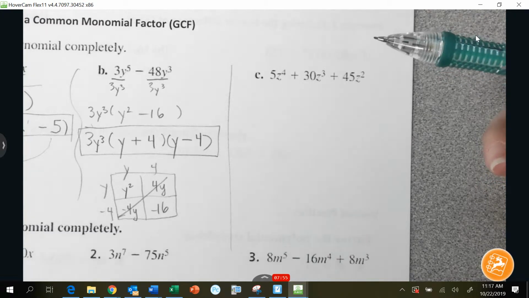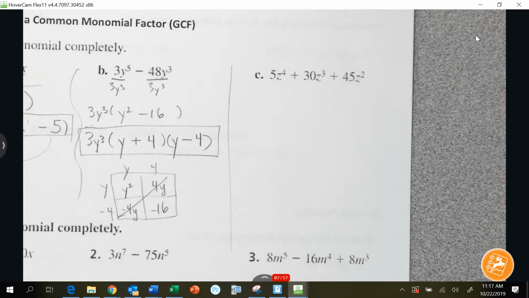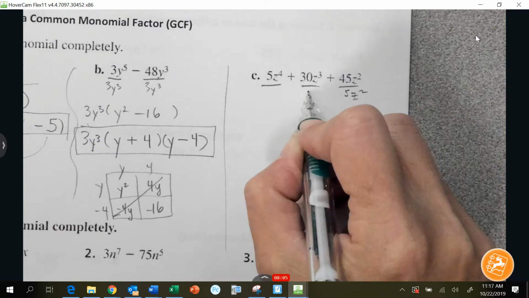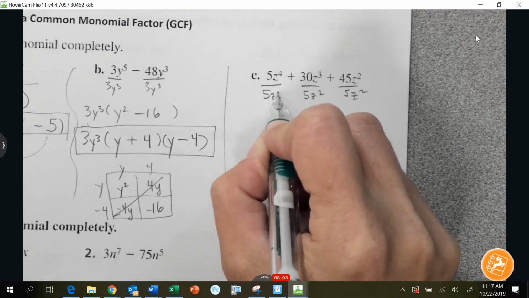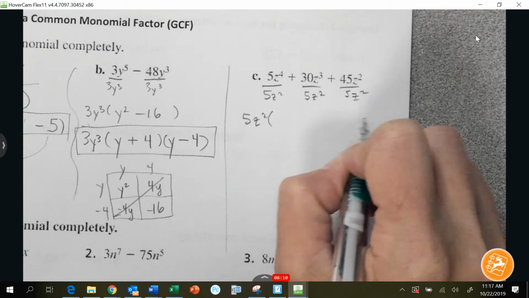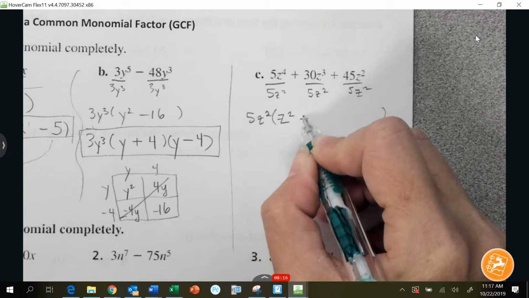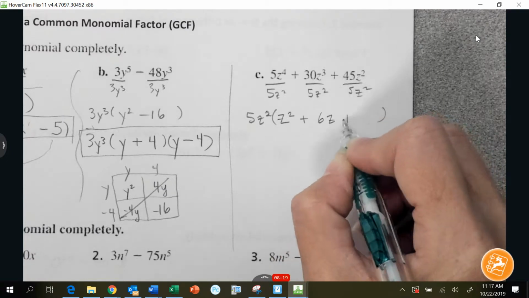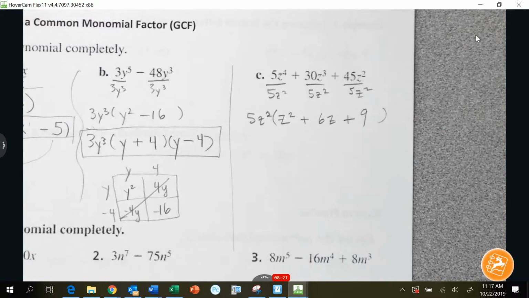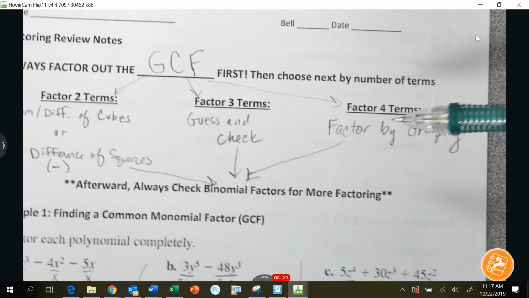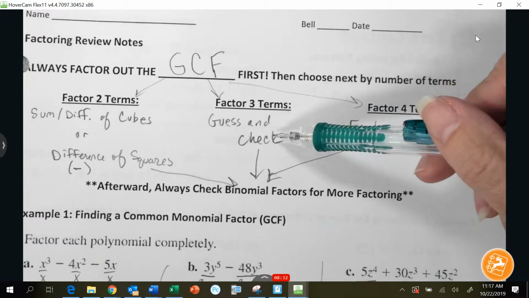Isaac, what should I do? 5z squared, good. So we're going to factor out 5z squared, get z squared plus 6z plus 9. Okay, Zell, what am I left with here? 3 terms. Okay, so I'm going to use the guess and check method.